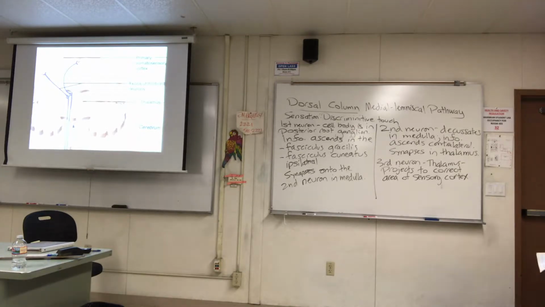And that's it. You followed up the nerve pathway from the first cell in the periphery all the way up to the third cell in the brain, and it projected to the right part of the sensory cortex. And so this is kind of how we talk about it in terms of the sensation of discriminative touch.